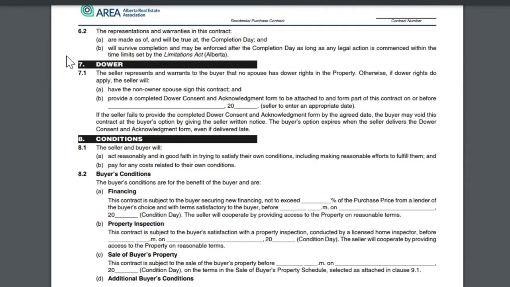So dower is an interesting legal issue. It happens when only one of the sellers is on title and they're legally married. So not common law married, but that they are legally married. Now they could even be separated and still legally be married. And so dower can come into effect for either spouse. It may not matter. So we need to know that the dower consent and acknowledgement form has been signed and at a certain date. And that also has to be signed with this contract.